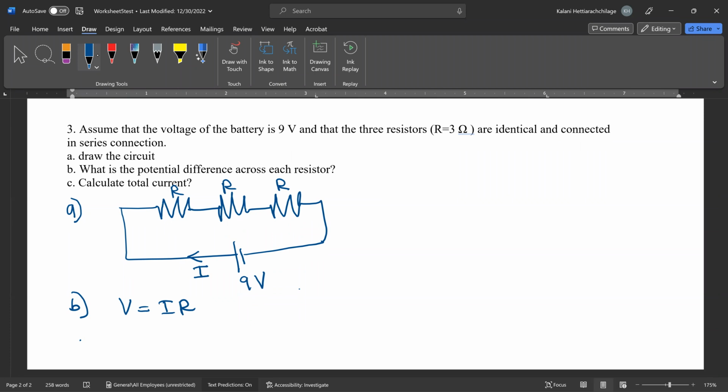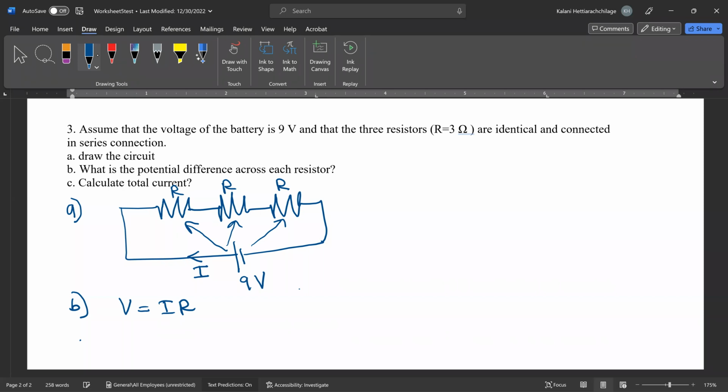That means this 9 volt is going to distribute equally to each of them. Why are they equally distributed? Because they have the same resistance. If they are different, then you need to use Ohm's law to see how they will change the ratio across the different resistors. In this case, 9 volt is going to distribute into 3 of them. That means each of them should have 3 volt. Okay, so that's simple. I hope everybody understands that, right?